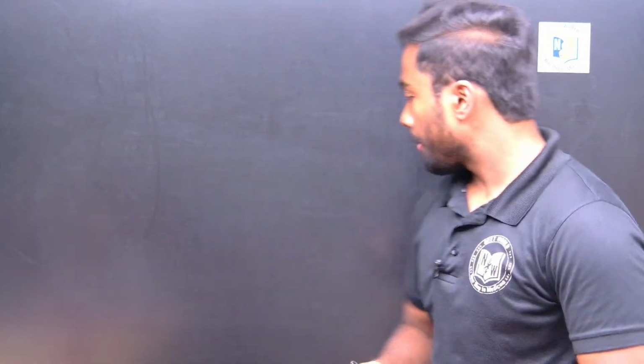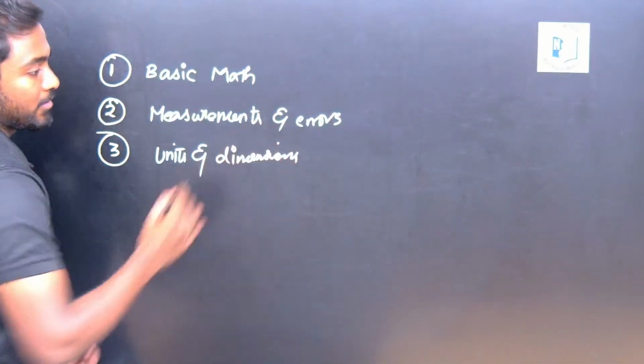So good evening guys. In the last class we completed units and dimensions and measurements and errors. The first thing we completed was basic math. Second one is measurements and errors. And the third one is units and dimensions, right? These are the things we completed.